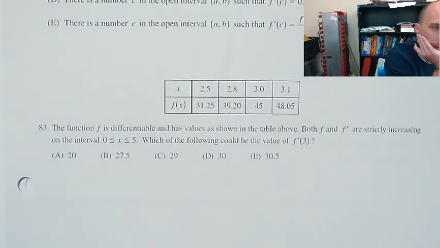Okay, number 83. F is differentiable and has values as shown in this table. F and f prime are definitely strictly increasing. Okay, I can see that. Which of the following could be the value of f prime of 3?